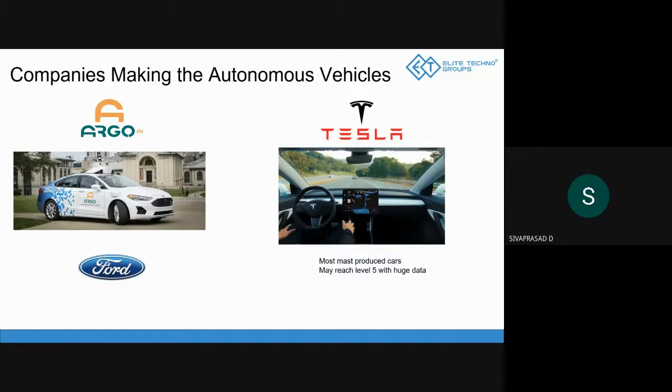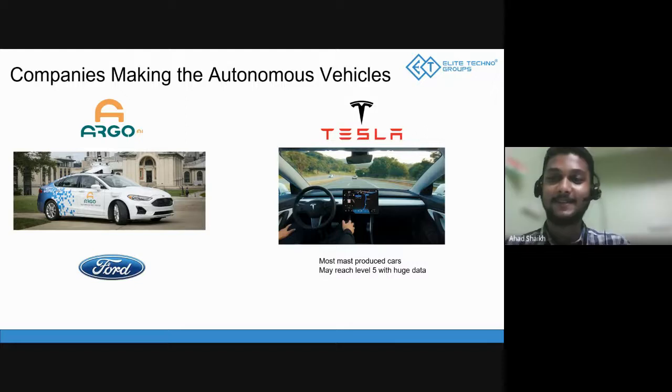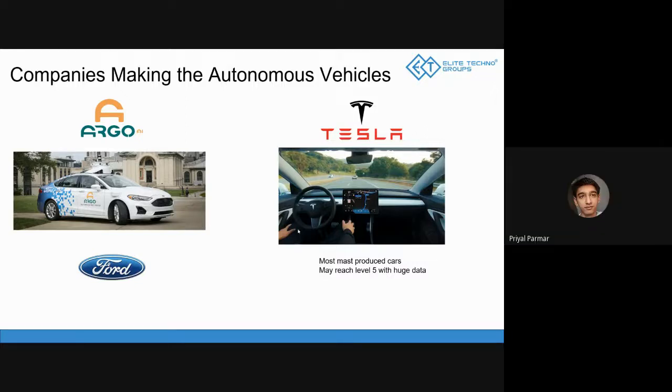I think Tesla will do that. Waymo is also more advanced than others in data. Yeah, Shiv Prasad, so Tesla will win because Tesla is spending the highest amount of money in R&D compared to Ford or any other companies.